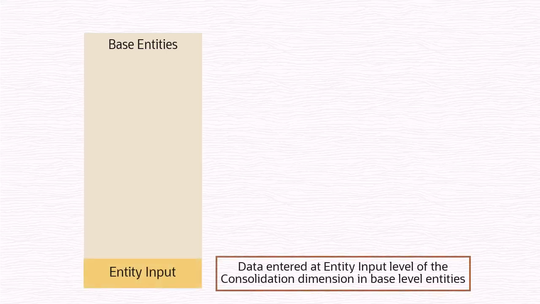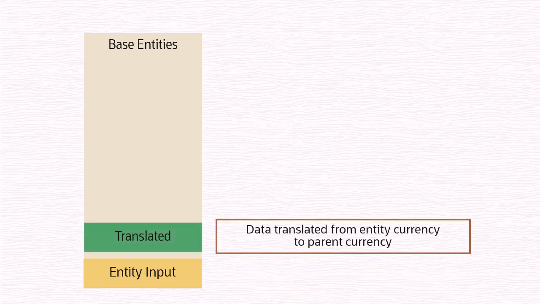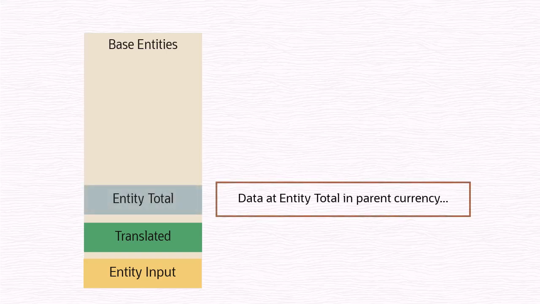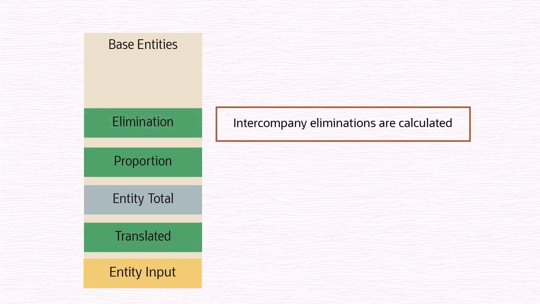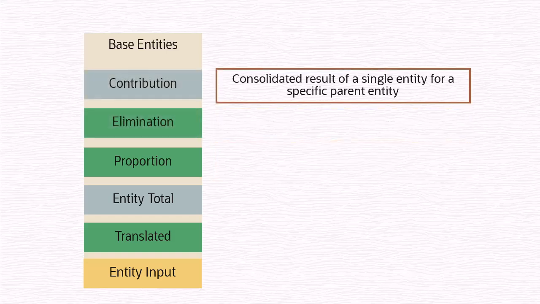The consolidation process starts with data being entered at the entity input level of the consolidation dimension in base level entities. Data is then translated for base level entities from their entity currency to the parent currency. Data at entity total in the parent currency is proportionalized, intercompany eliminations are calculated, and contribution is the consolidated result of a single entity for a specific parent entity, including the aggregation of proportion and elimination data.